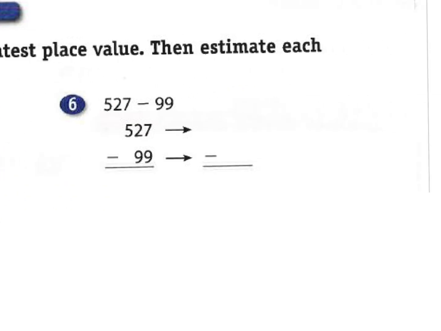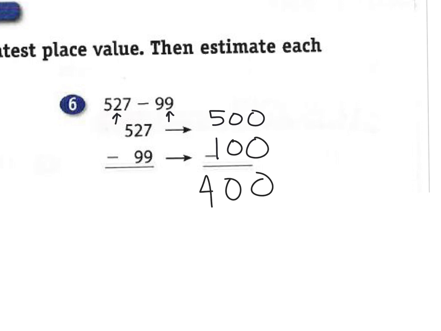Here we have 527, and that 2 makes it about 500. It's closer to 500 than it is to 600. And then the 99, that 9 makes it closer to 100 than it is to 0. So 500 minus 100 equals 400.